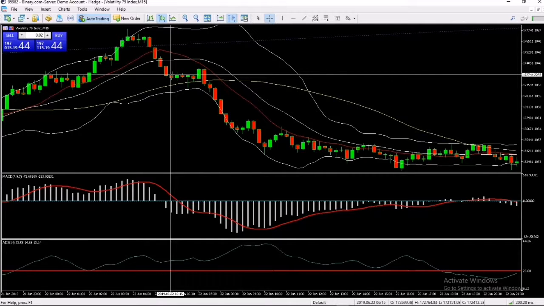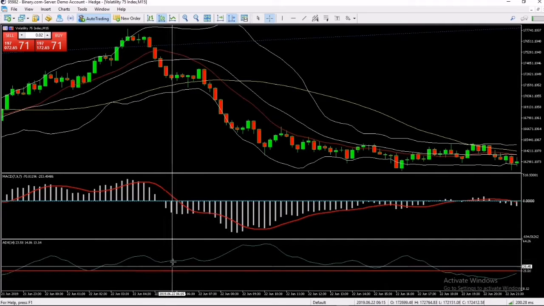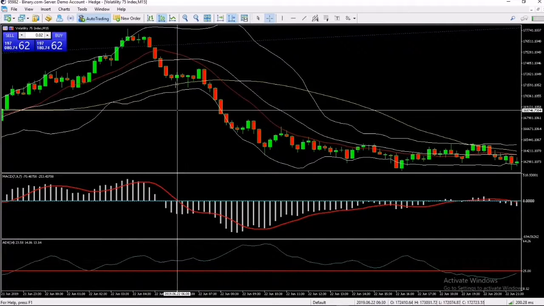Perfect condition to take our trade. And you can see that this one too has started showing downward movement, and this one is still on top of the red, meaning a good sell.